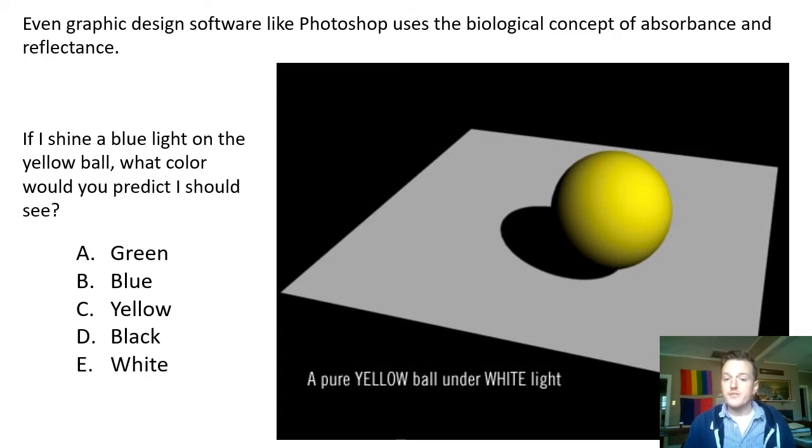Again, like I said, most of us are used to thinking in terms of mixing. And so this software can use this concept of absorbance and reflectance, and it actually models what it would look like when you change the color of light. So here we have a yellow ball under white light, and if we shine a blue light on the yellow ball, what color would you think you would see? And so a lot of students are going to say, yellow and blue is green, so you should see a green ball. Or if it's a blue light, you should see a blue ball, or maybe the color isn't going to change.